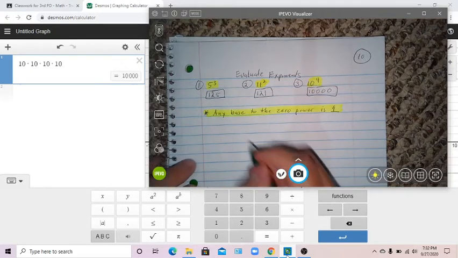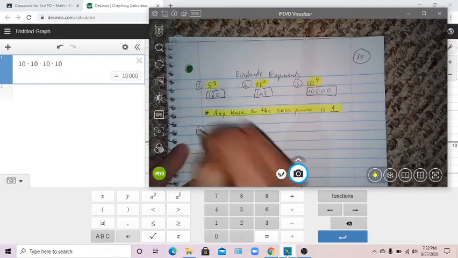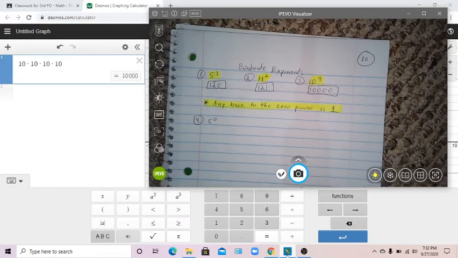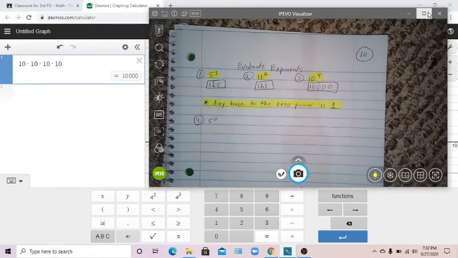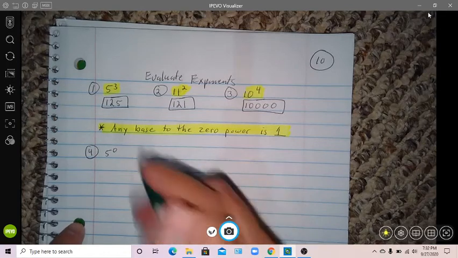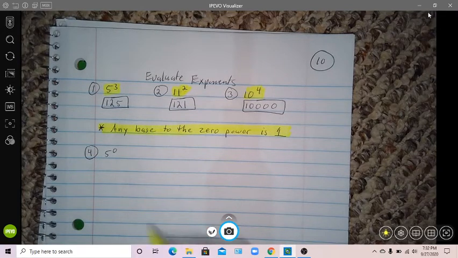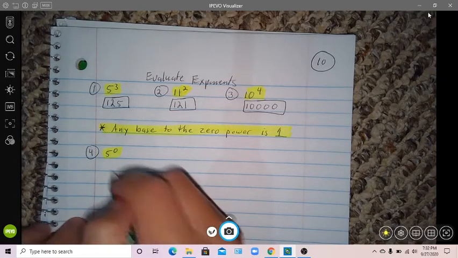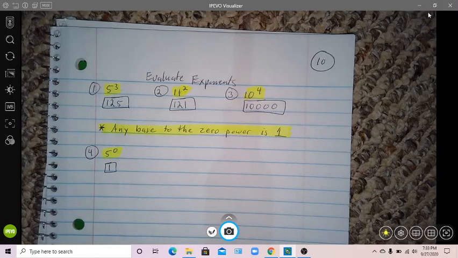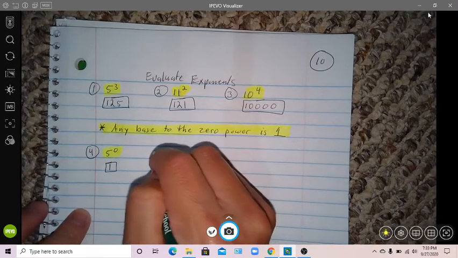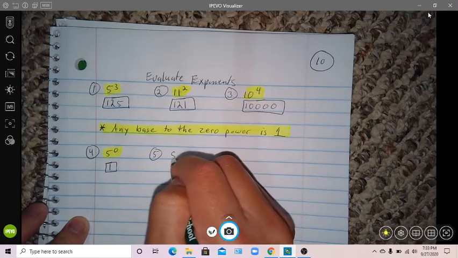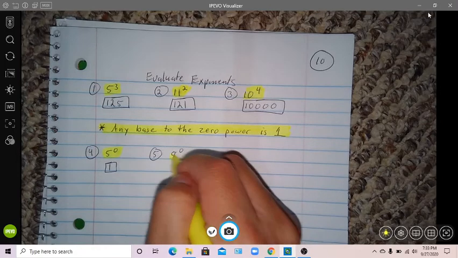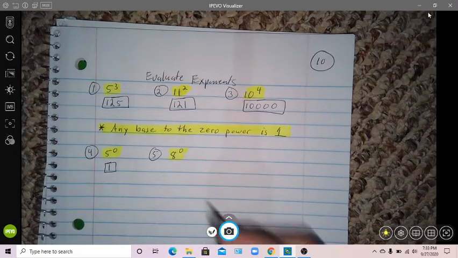Alright, so here's another example here. Here's number 4. So if I have 5 to the 0 power, I don't even want you to use a calculator. I just want you to know anything to the 0 power is 1. Okay, so in IXL, it'll say 5 to the 0 power. That'll be your problem. And what you're going to type in, since it's to the 0 power, is 1. If it's 8 to the 0 power, any base, so the base here is 8, any base to the 0 power is 1.